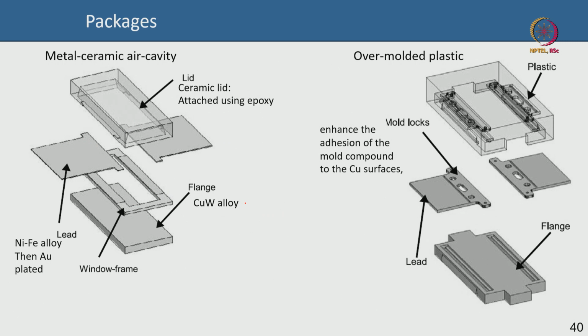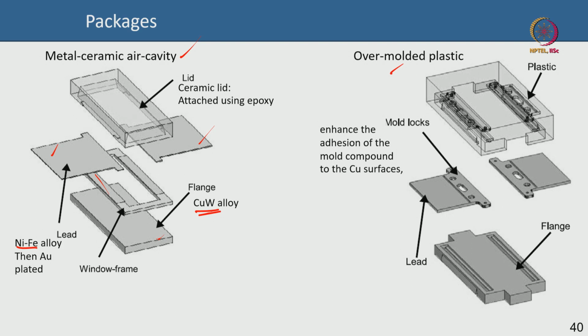So, this is for instance the metal ceramic cavity blown up image, and this is the overmolded plastic package. In general they are very similar with some differences. For instance, you have this flange which is a copper tungsten alloy I told you. On top of that you have this window frame. It's a blown up image of the package, by the way, where you are going to put the device. Okay, and this is one lid, maybe this could be the drain lid or this could be the gate lid, for instance, and these are made of something like nickel iron alloy. Then they are gold plated.